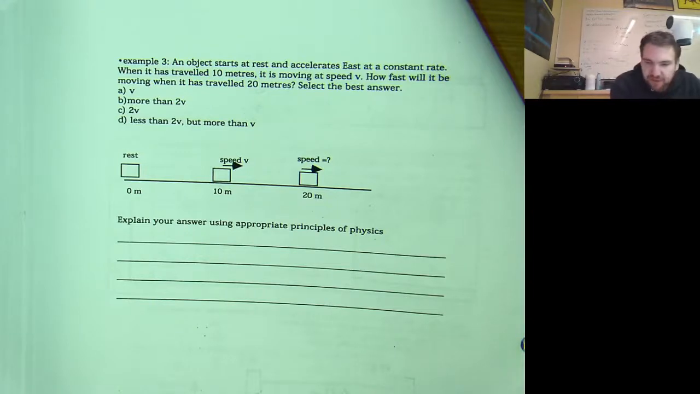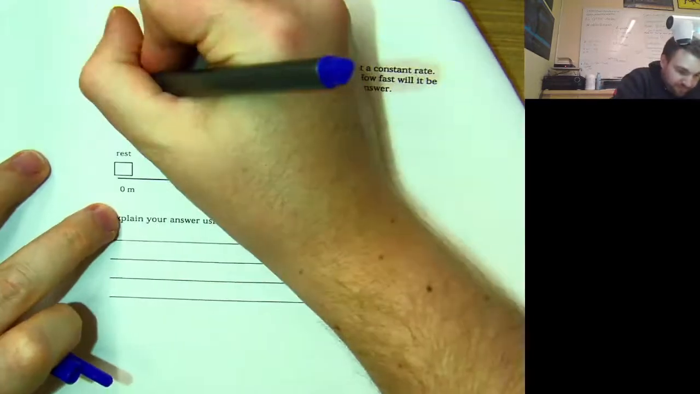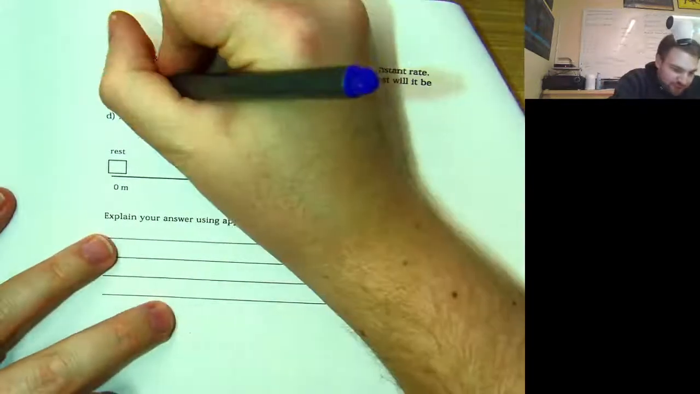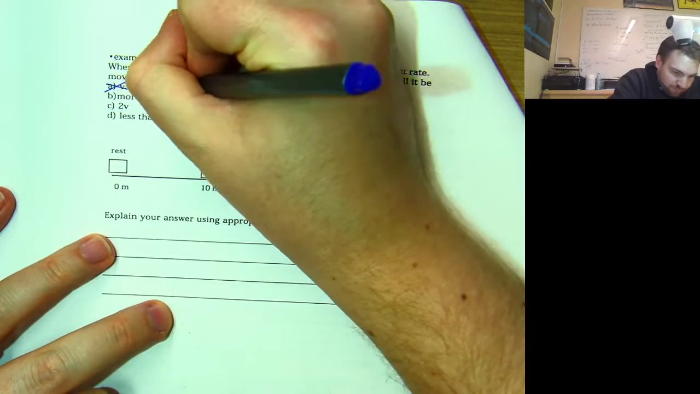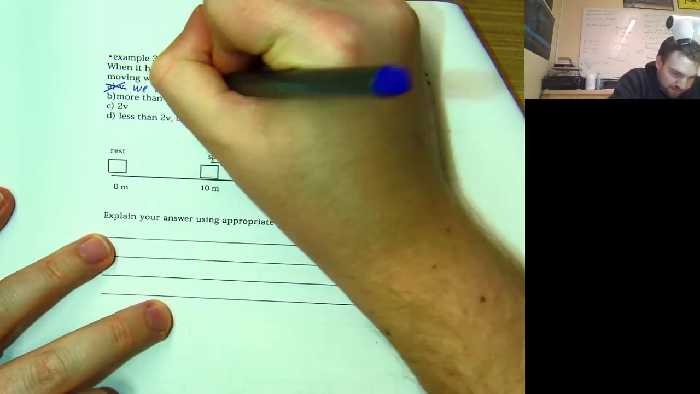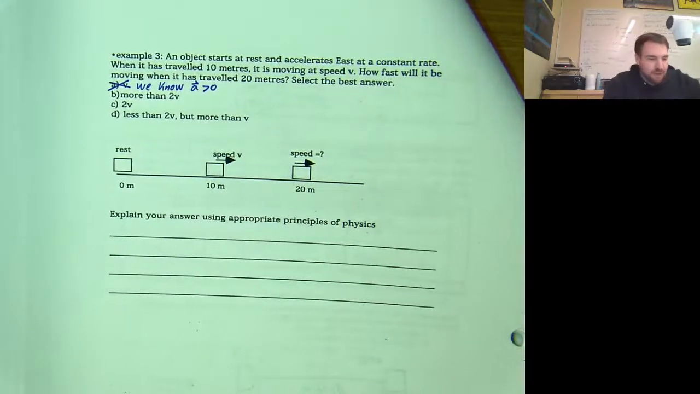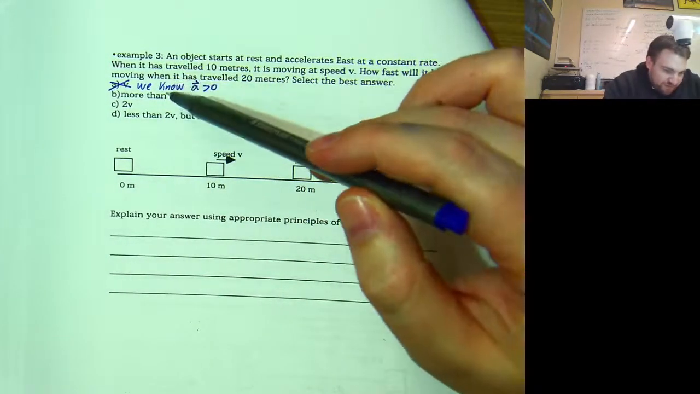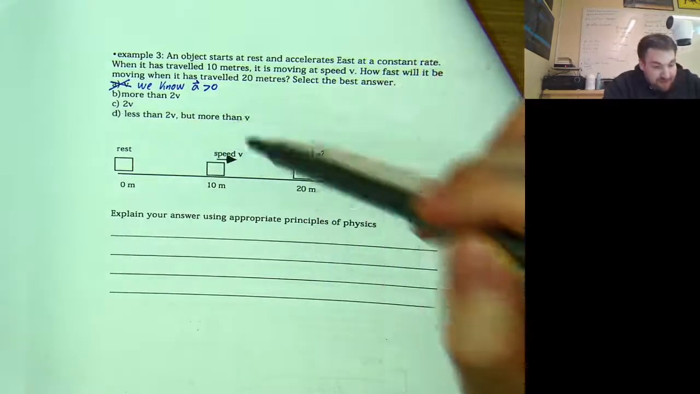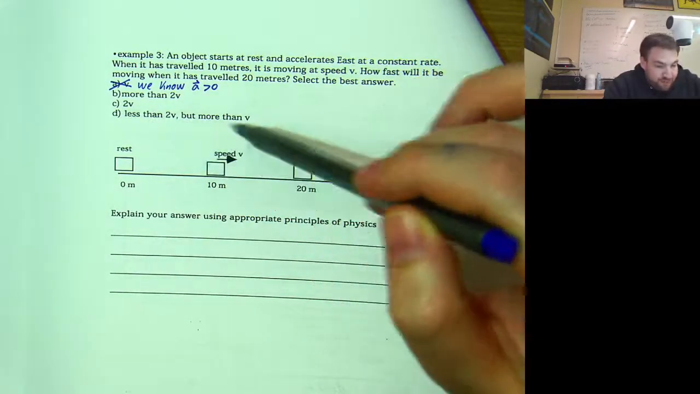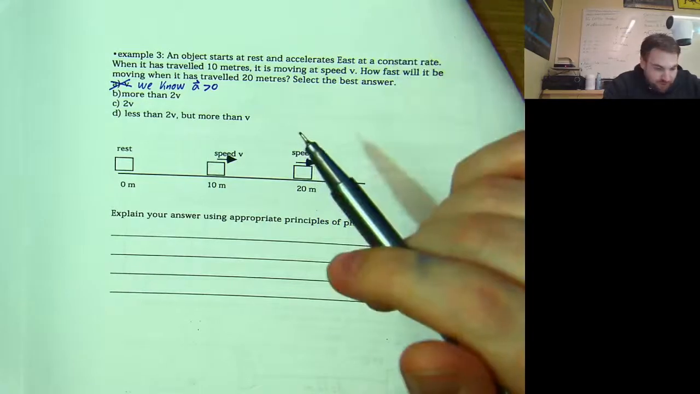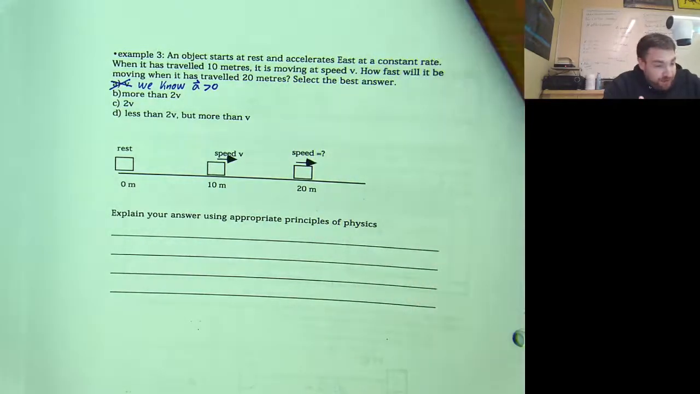Well, the first thing we can do is eliminate one of those options. We know that because our object is accelerating, option A cannot be true, because we know the acceleration is greater than 0. But now we need to figure out if it's more than 2v, if it is 2v, or if it's less than 2v but more than v. So we have to figure out what's going on here. Actually, we don't know anything.